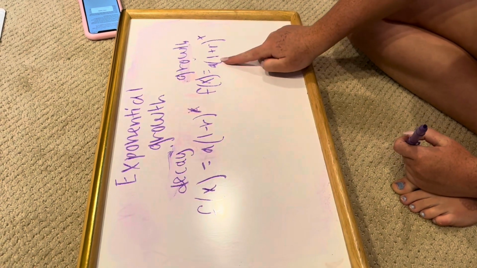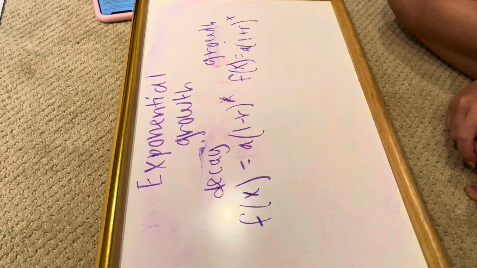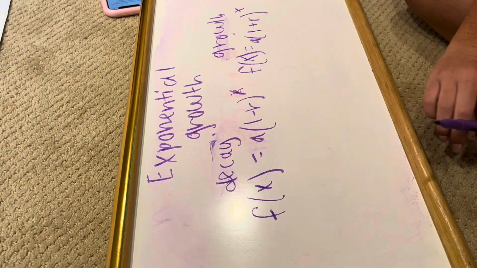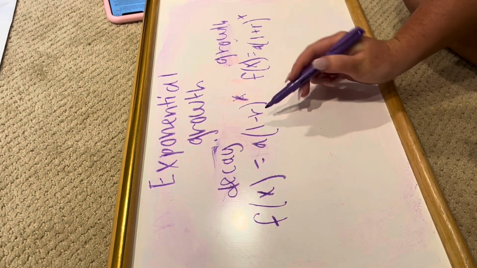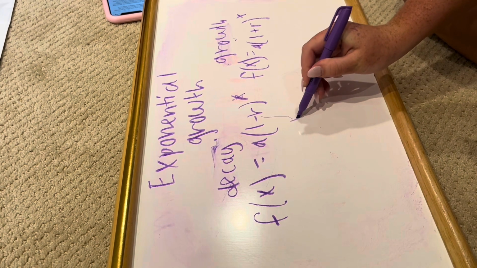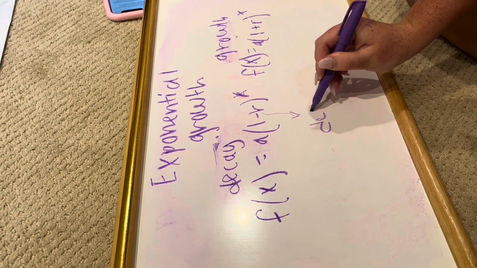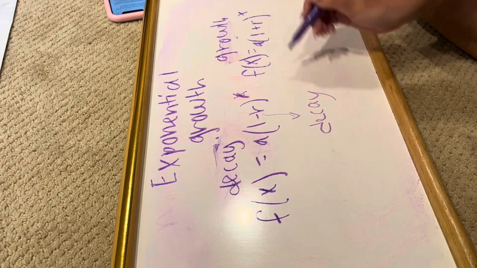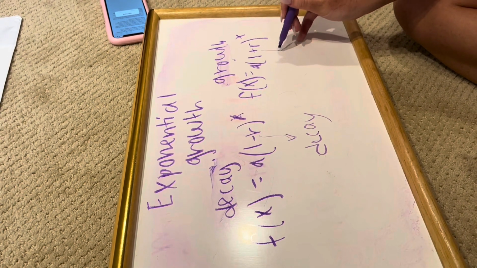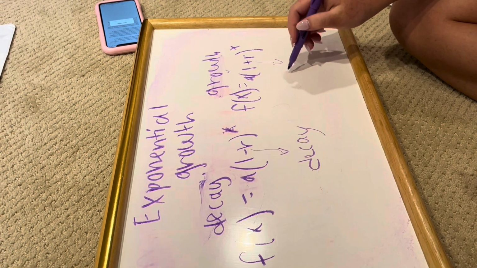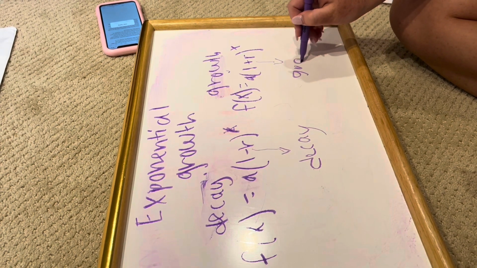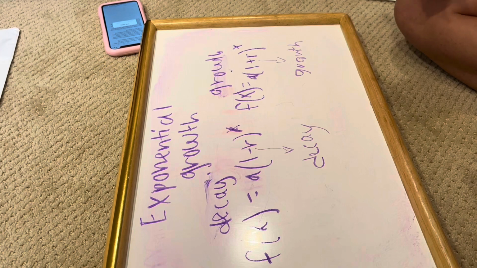These are the formulas for exponential decay and growth. For decay, a equals the starting amount, r equals the rate, and x equals the time. After plugging in your numbers, you can get an answer to your problem. For growth, a equals the starting amount, r equals the rate, and x equals the time. That's your formula for exponential growth.